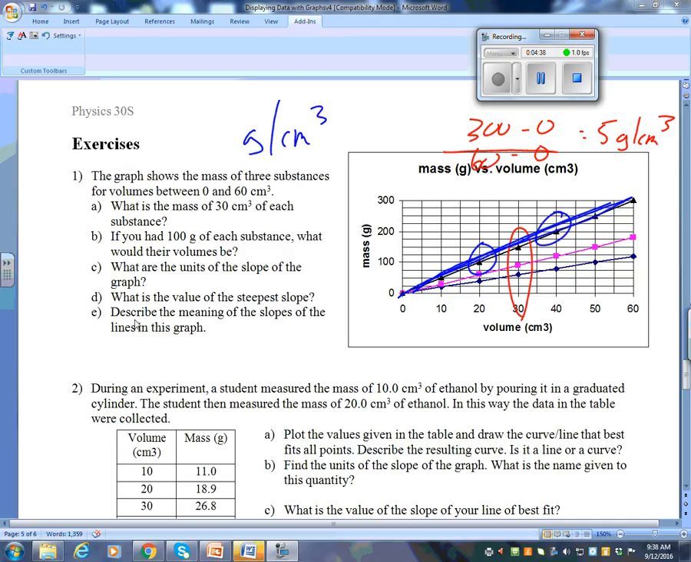Listen carefully because I'm going to get you to do more right away. Describe the meaning of the slopes of the lines of the graph. Okay, we know that it's measured in grams per cubic centimeter. We know the value is 5, but that's not some magic number like pi. So that doesn't help us, but we know it's in grams per cubic centimeter, and we know that it's mass divided by volume, or M over V.